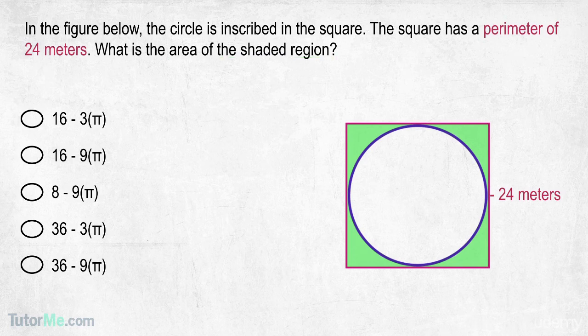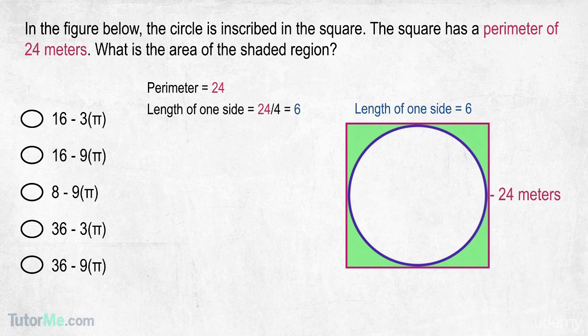The question tells us the perimeter of the square is 24 meters. Because it's a square, we know that every side is equal. We'll touch on this more in the quadrilateral lesson. So all we have to do to find the length of each side of the square is divide 24 by 4. This gets us 6. Now to find the area of the square, all we have to do is multiply the length of the square by the width of the square. 6 times 6 is 36, and that's our area.